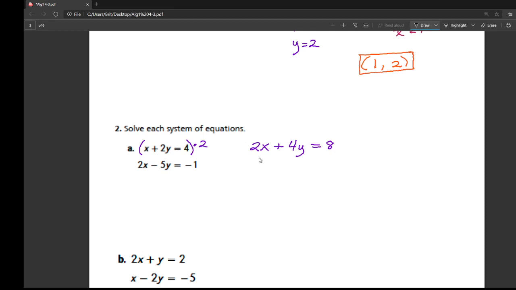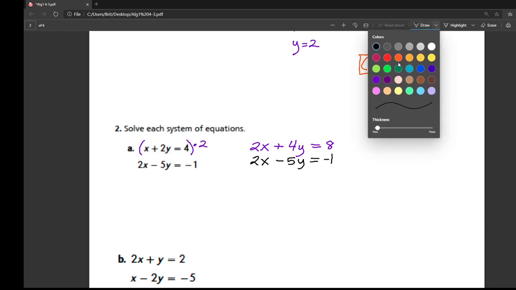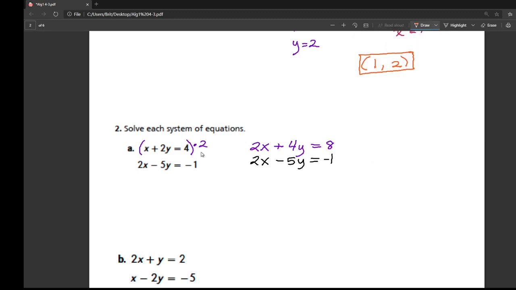Our bottom equation looks just like this. Alright, so say I did my multiplication and I didn't feel comfortable multiplying by the negative. Okay? So if you have a situation like this, you could just subtract the two equations.